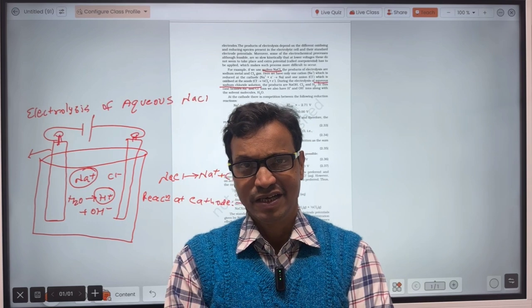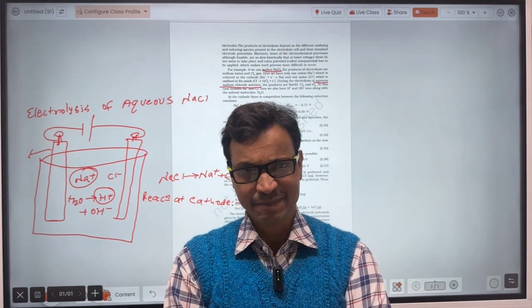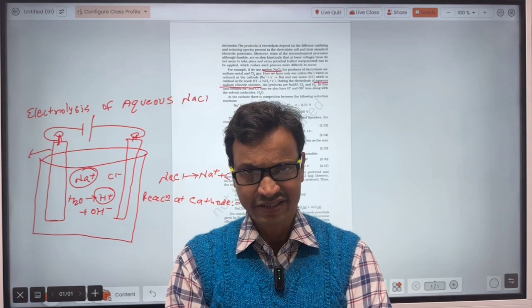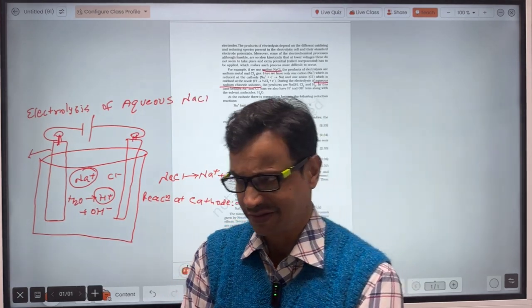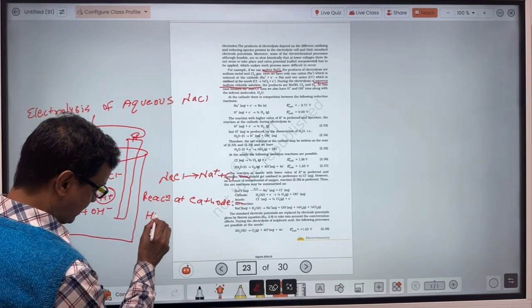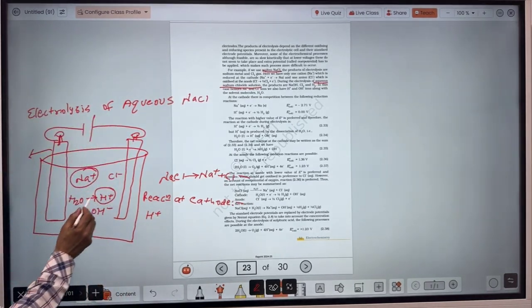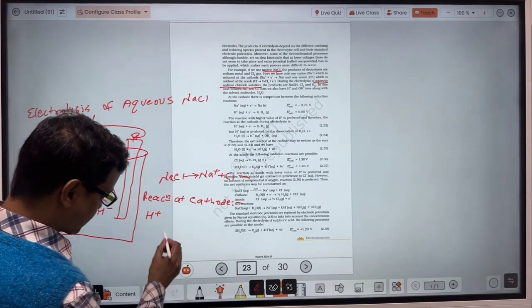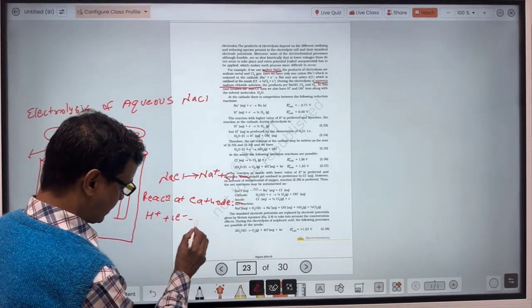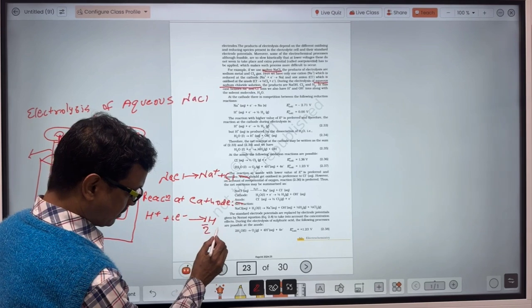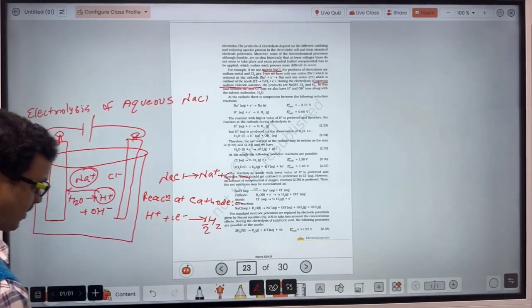So among Na plus and H plus, the H plus ion will have a greater tendency to gain the electron. So at the cathode, the H plus ion will get attracted. This H plus ion will gain an electron and convert to a hydrogen atom. Two hydrogen atoms will combine together and form H2.